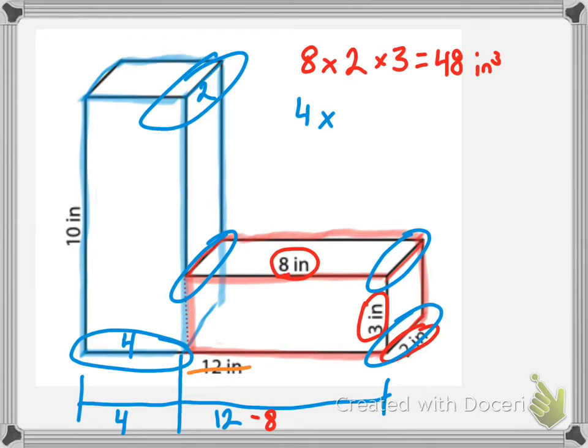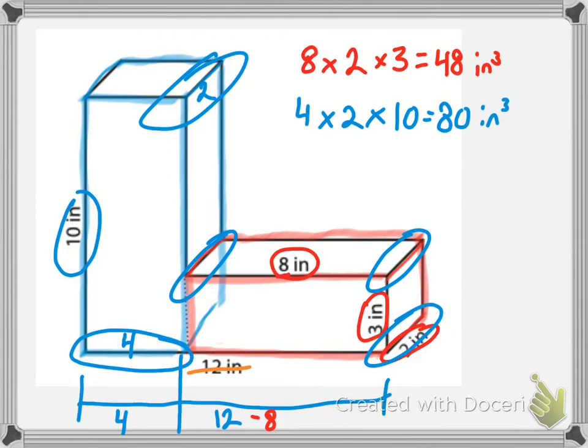So our length 4 times our width 2 times our height, that's the only number they actually gave us, which was 10. So 4 times 2 times 10 equals 80 inches cubed. So now I have two shapes with two different volumes. Okay, but we're going to combine them.